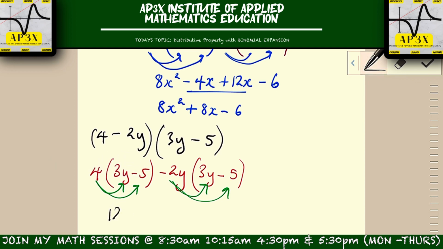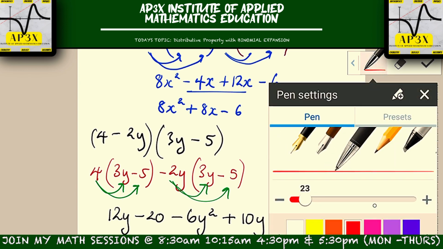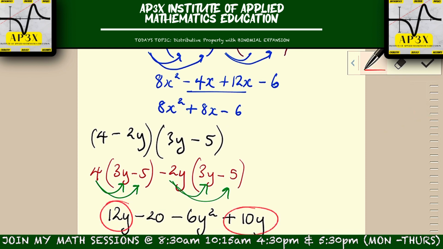4 times 3 is 12, and the y comes back. 4 multiplied by 5 is minus 20. Minus 2 times 3 is minus 6. y multiplied by y is y squared. And then of course minus multiplied by minus is positive. 2 multiplied by 5 is 10. y comes back here. And so you'll see then again here that the terms that are alike may not necessarily be in the middle, because now you're seeing here where the terms that are alike are in fact at the end here. So therefore then we have to regroup.